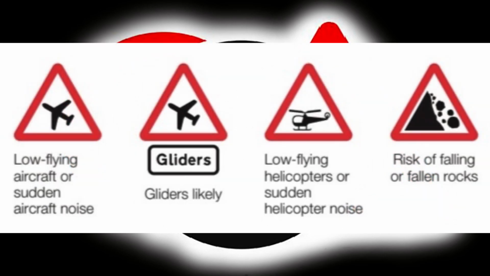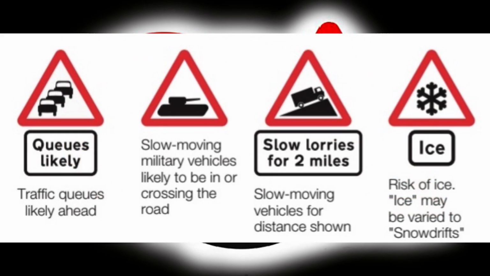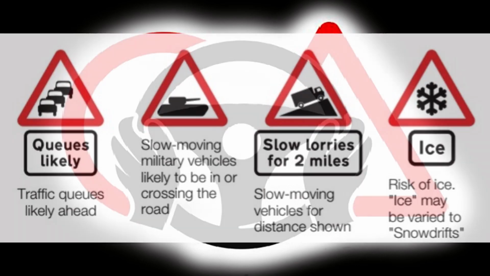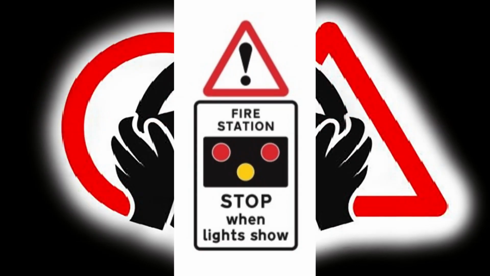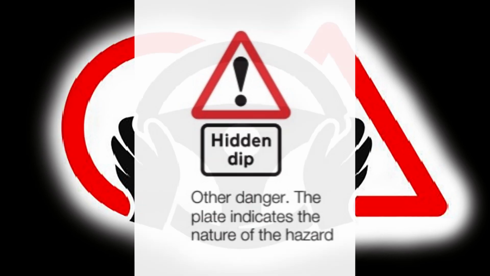Low-flying aircraft or sudden aircraft noise. Gliders likely. Low-flying helicopters or sudden helicopter noise. Risk of falling or fallen rocks. Traffic queues likely ahead. Slow-moving military vehicles likely to be in or crossing the road. Slow-moving vehicles for distance shown. Risk of ice. Ice may be varied to snowdrifts. Warning of signals. Fire may be varied to ambulance. Other danger. The plate indicates the nature of the hazard.